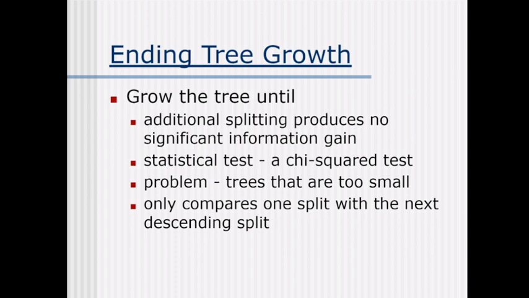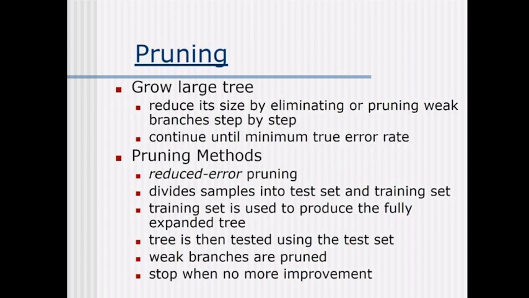Now, ending tree growth. Grow the tree until additional splitting produces no significant information gain. Use a statistical test, a chi-squared test. The problem is that trees that are too small only compare one split with the next descending split. Pruning: grow a large tree, then reduce its size by eliminating or pruning unimportant branches.